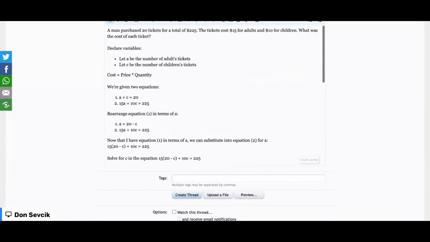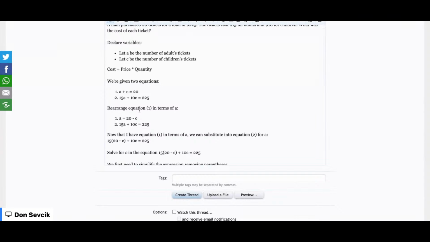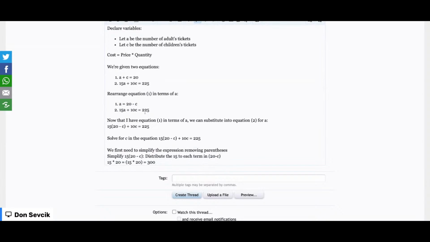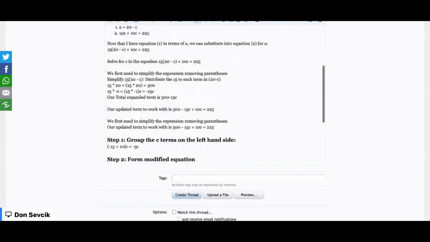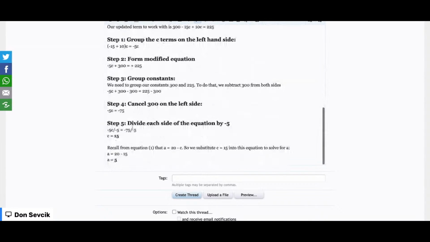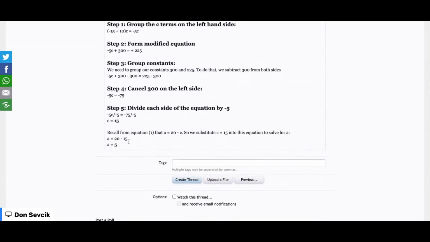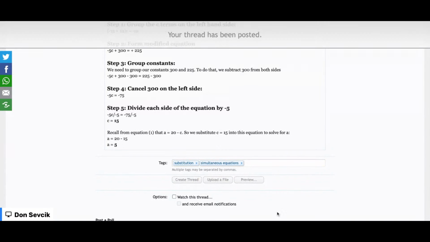So just to recap, we declared variables. We know cost is price times quantity. We listed out what was given, but to solve this faster, we want it in terms of one variable. So I subtracted C from each side, got a modified equation 1, which I can then substitute into equation 2, and I'll get an answer for C. Once I got the answer for C, I go back into either equation. Equation 1 was a lot easier to get A, and we are done. So that was substitution, simultaneous equations. Done.